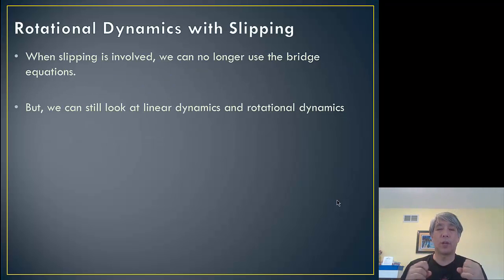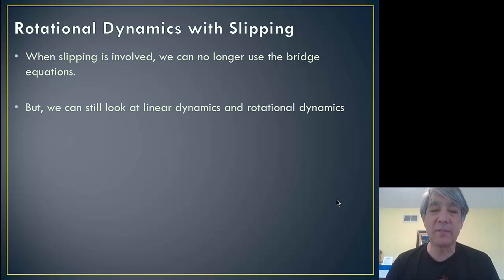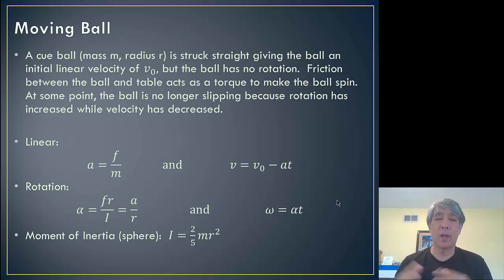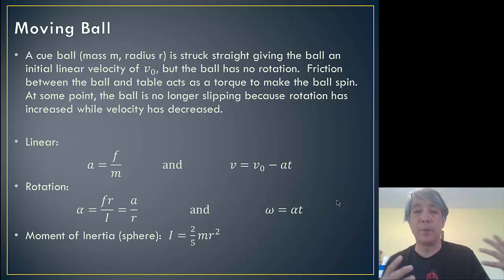So rotational dynamics with slipping. When slipping is involved, we can no longer use the bridge equations, but the linear dynamics and rotational dynamics, those are just Newton's laws. We can still use those equations. So here's a problem. I have a cue ball. This is billiards or pool.